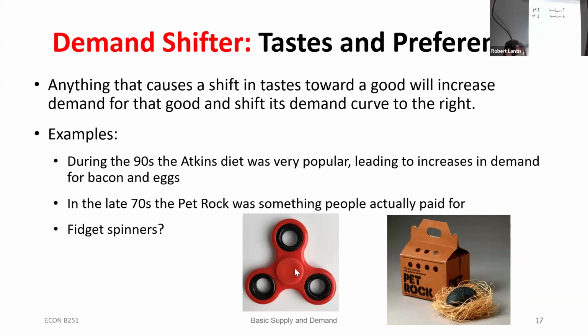Fidget spinners, that's in your lifetime. Why were those a thing that people were willing to pay money for? Why did the demand for that product go up at a certain point? Who knows, right? It's all these tastes and preferences that we just can't predict. Okay? So that's our catch-all category for all these other things that might shift demand that aren't the ones that we've already talked about.